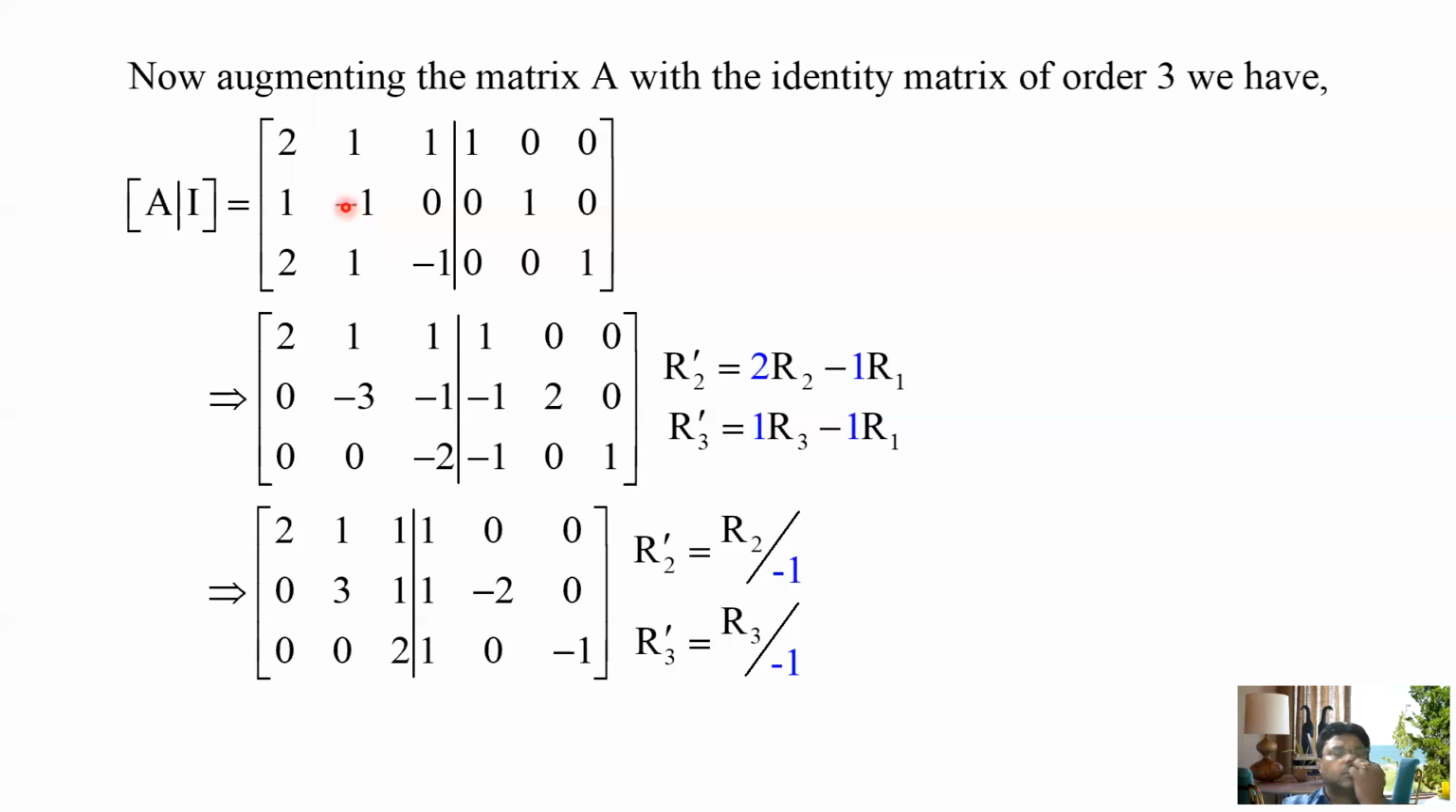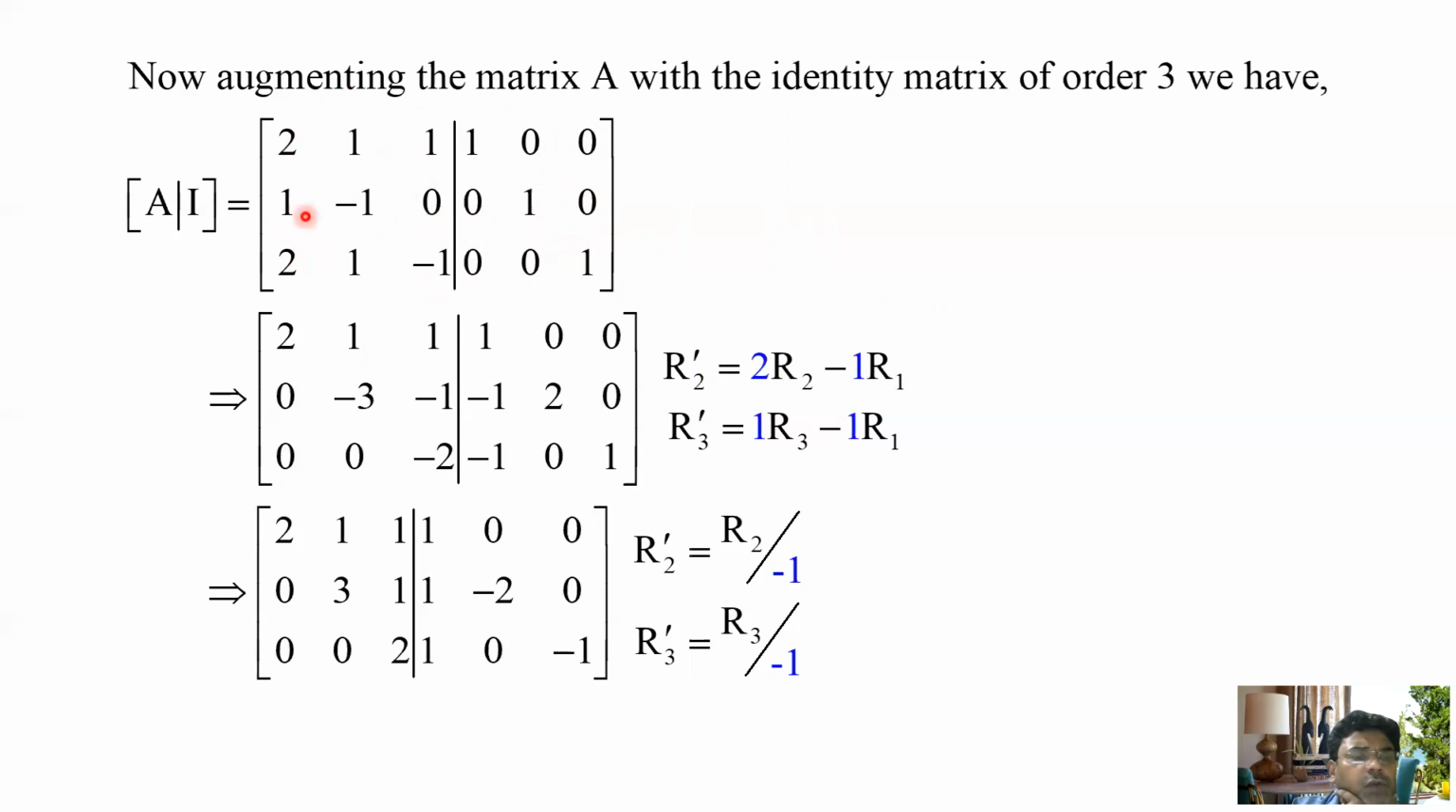Clear? So this is your A matrix: 2 1 1, 1 -1 0, 2 1 -1. Identity: 1 0 0, 0 1 0, 0 0 1. Okay, so what is our target? Our target is that this identity matrix should appear here after some operation. Try to understand, I'm using a very easy technique.